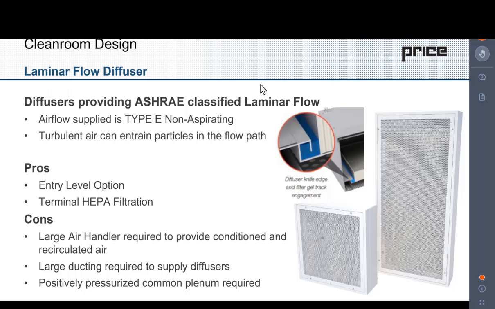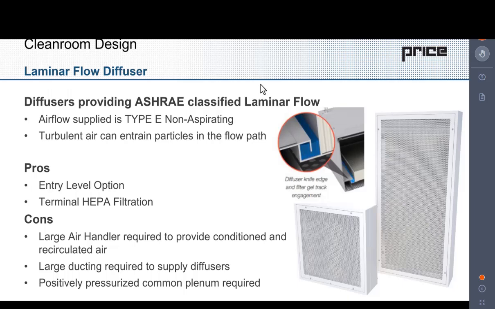Now, part of the reason that we are so concerned about this bypass air, that we had to go to this length of a gel seal, is because it takes a lot more pressure to get air through a HEPA filter than it does through a MERV. So that airflow would be more likely to go around the filter than through it.